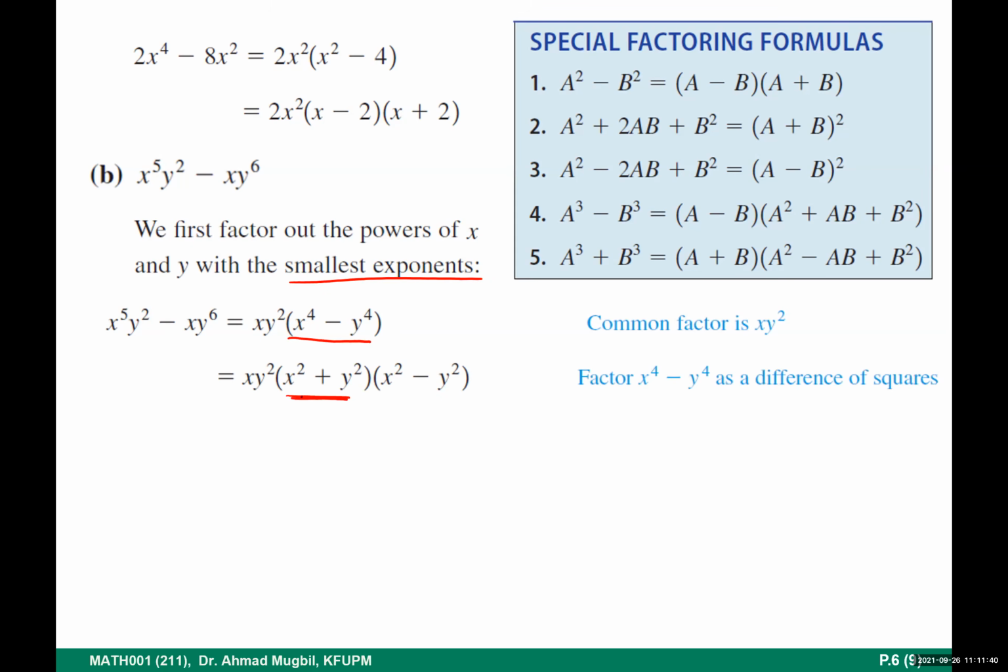Can we factor this? No, this is a sum of squares. No factoring for a sum of squares. But we can factor a difference of squares. So this one is also what? x plus 1 times x minus 1. Now we did factor completely. Okay?